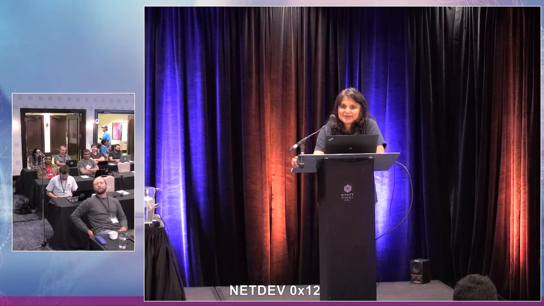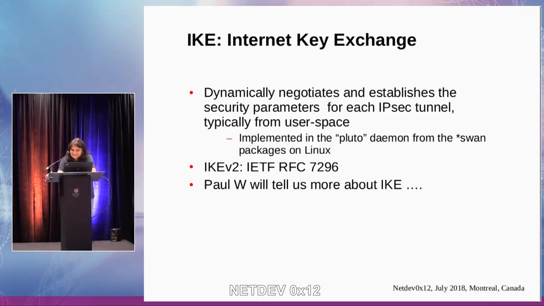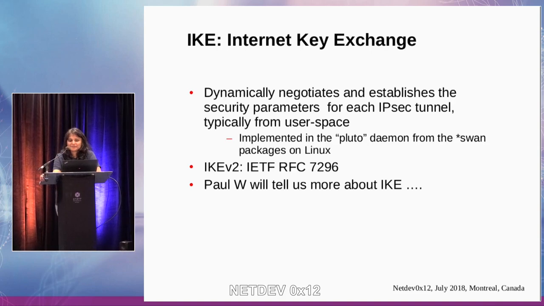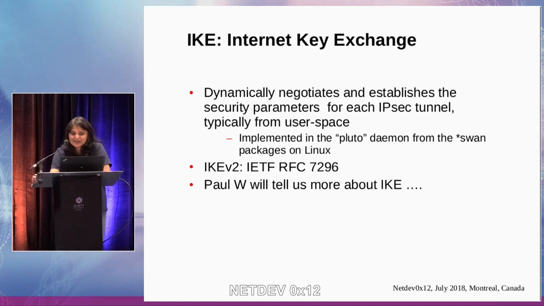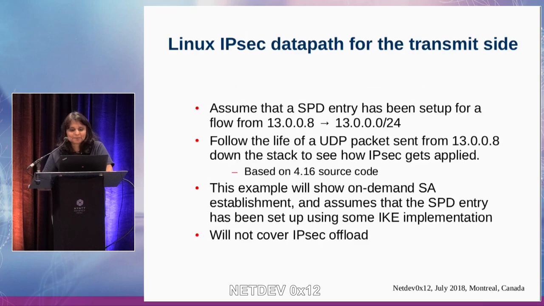All your IPsec is only as secure as the key that you've used. And like I said before, you don't want to have static keys. You want to have dynamically negotiated keys. The recommended way to do this is to use IKEv2, which is defined in IETF RFC 7296. In Linux, this is done in the Swan packages, in a user space daemon called Pluto. Paul is going to tell us all about this, but we'll keep this as a placeholder to understand how this is going to negotiate our keys when we walk our packet.